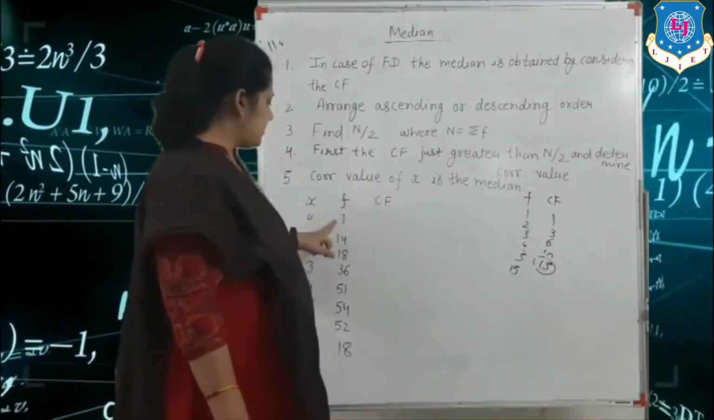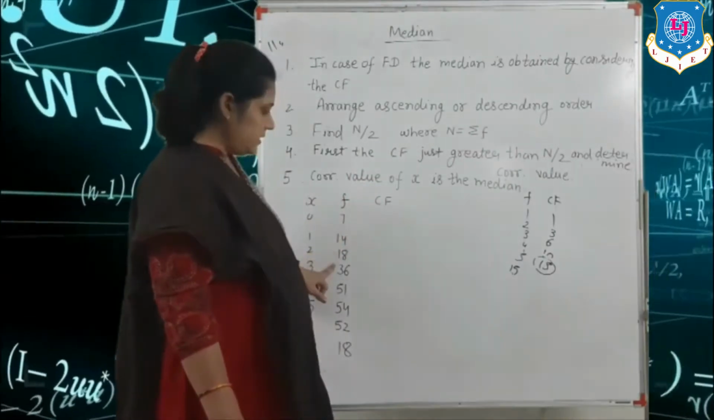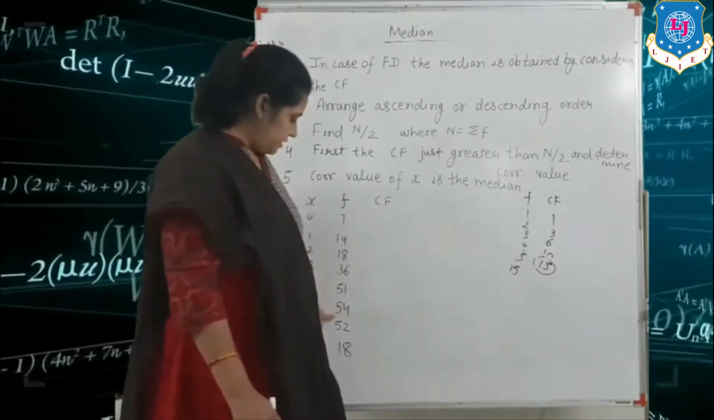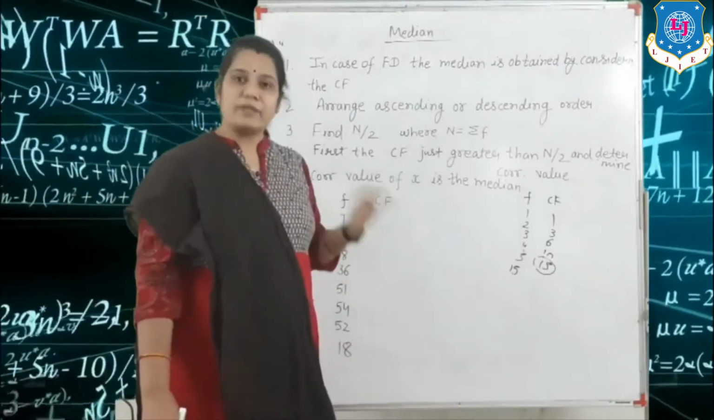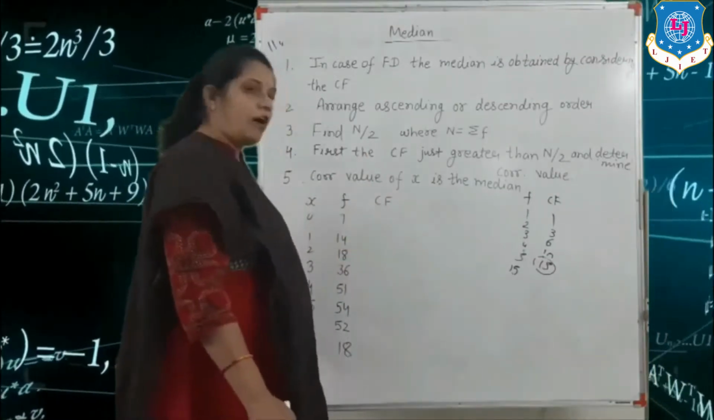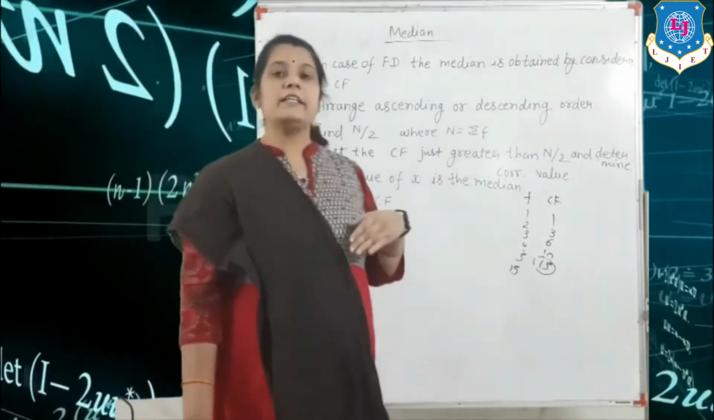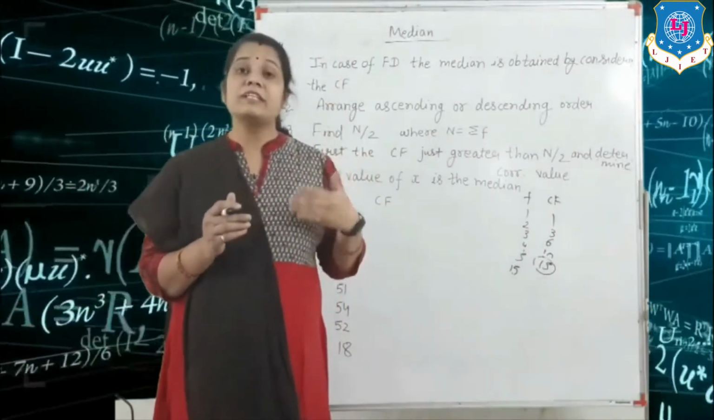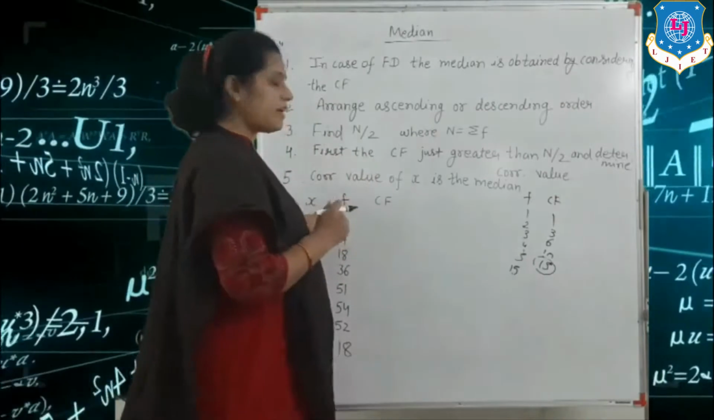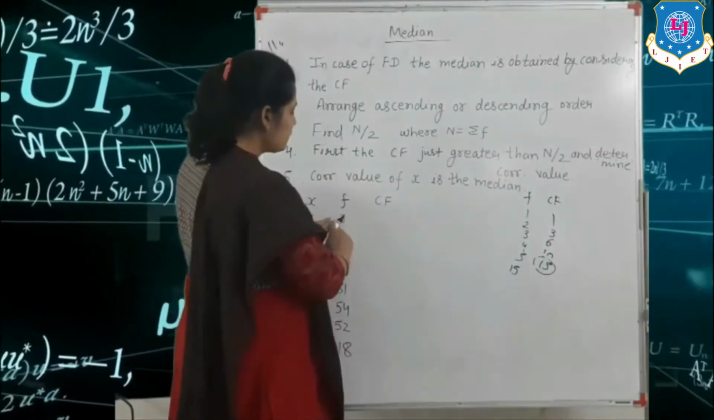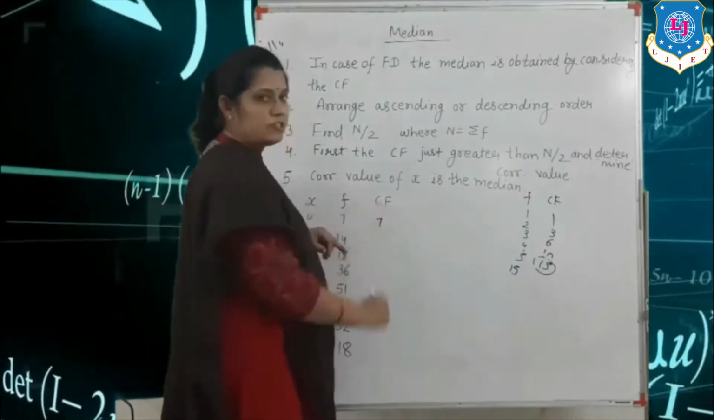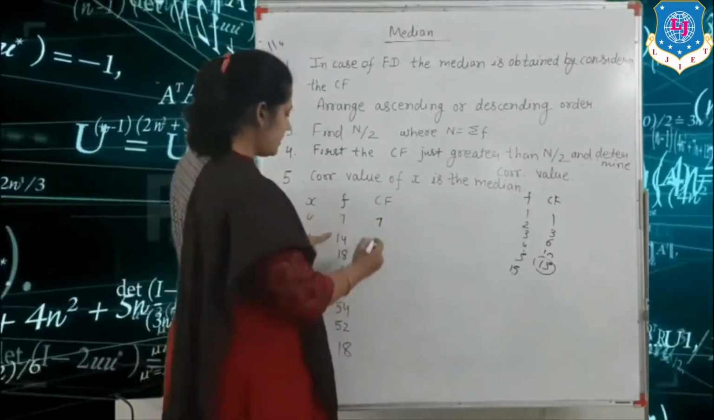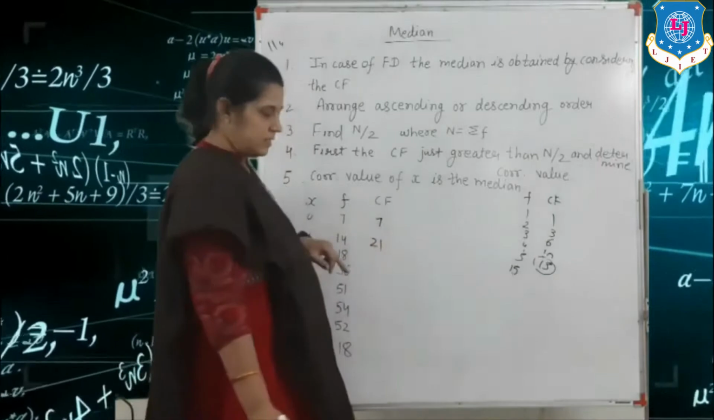Okay. So the frequencies are 7, 14, 18, 36, 51, 54, 52 and 18. This is your frequency and this is your value of x. For finding the median, first you mark the CF column, that means cumulative frequency. To find the cumulative frequency, we write the first value as it is, that means 7. Got it? 7 plus 14, that means 21.